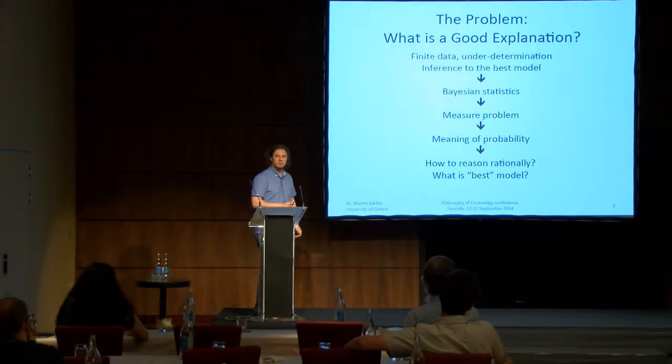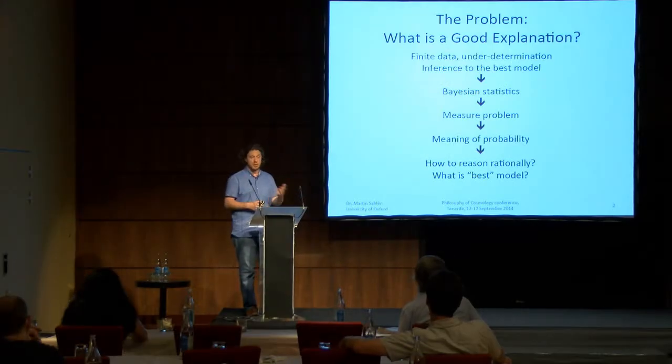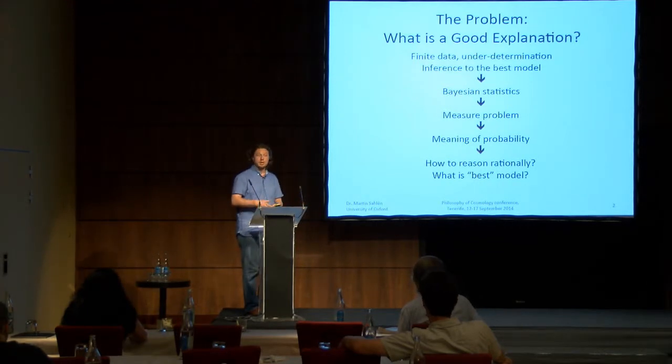Well, if some of you agree with my proposal, that'd be interesting. So let's see. First of all, what's the problem that I want to address? Essentially, what's a good explanation? This is what we've had quite a bit of discussion of in this meeting. In principle, we imagine a situation we might find ourselves in, where there's finite data and underdetermination, and we wish to do inference to the best model.